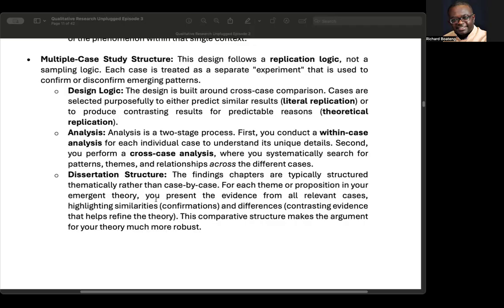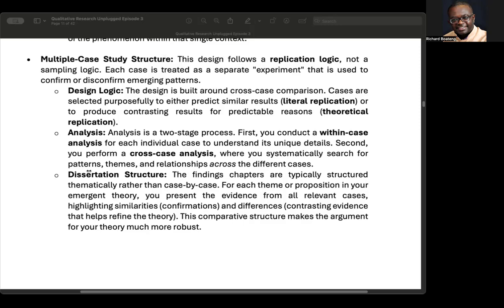What about maximum variation sampling? Here, you deliberately select cases that are very different from each other on key characteristics relevant to your study. The idea is that if you find common patterns or themes that cut across these very diverse cases, those findings might have broader significance or applicability. Can you give an example? Let's say you're studying youth entrepreneurship programs in West Africa.